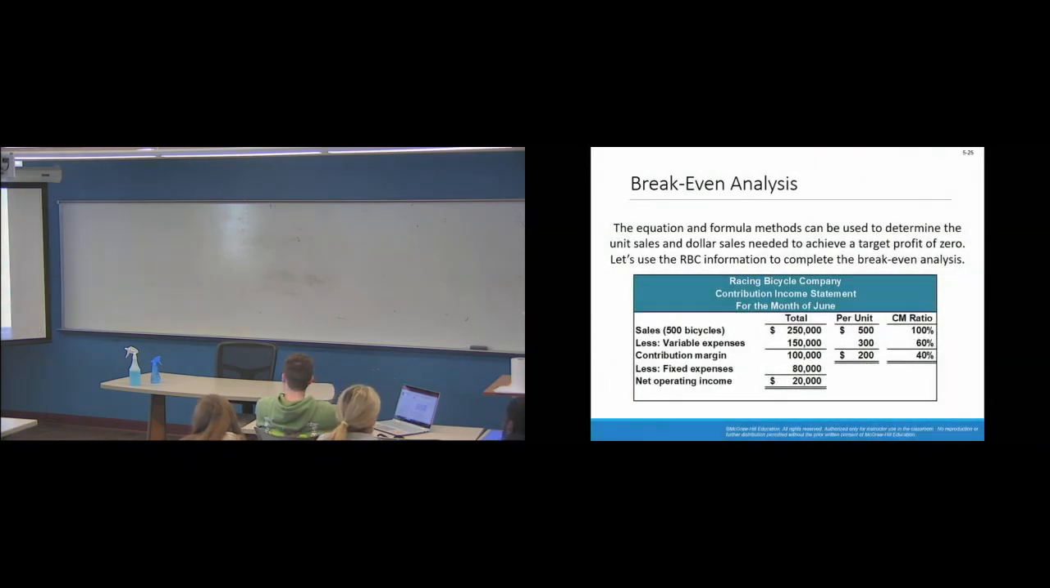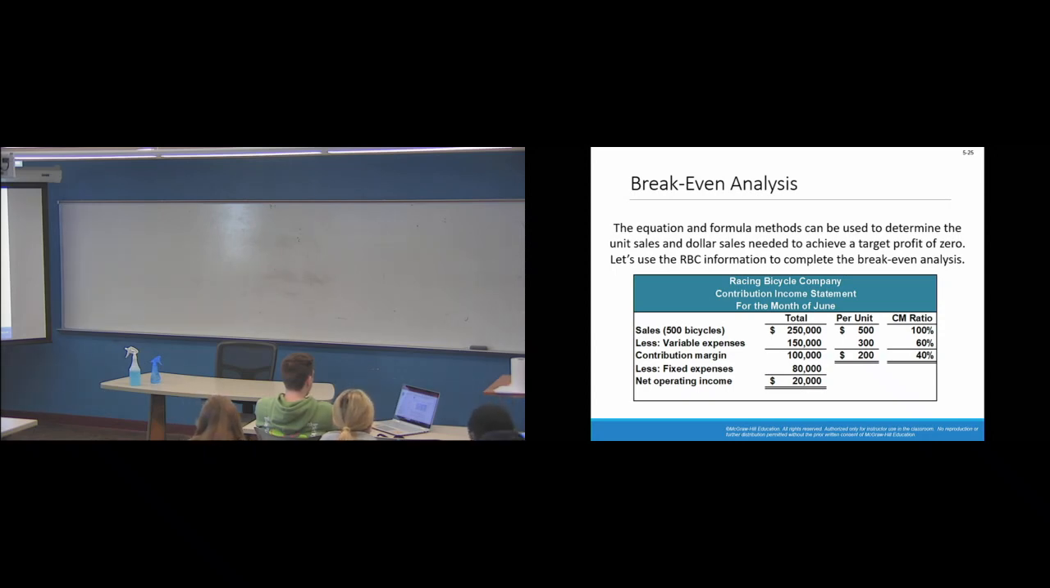We already talked a little bit about break-even analysis, right? And we're back to RBC, and here's this. This is exactly what I put up on the board a couple of days ago, sort of like our template for racing bicycle. And so the next thing we're going to calculate is break-even. We've already talked a little bit about what break-even means, what it represents. And it represents the amount of either units that you have to sell to break even, or the amount of sales dollars that you have to earn in order to break even, right?